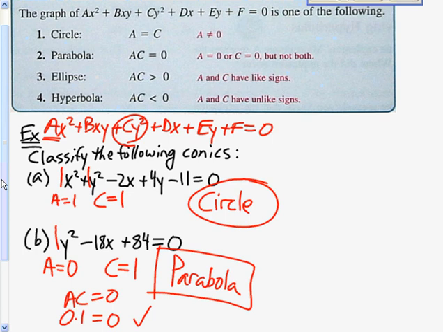So that's kind of how you classify conics. Now, if you're good enough with just identifying A and C, then you can probably stop right there. If you want to, I am going to show you how you can just complete the square and identify by the type of equation that it is. In fact, let me take this first one: x squared plus y squared minus 2x plus 4y minus 11.